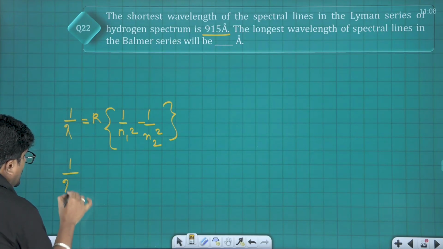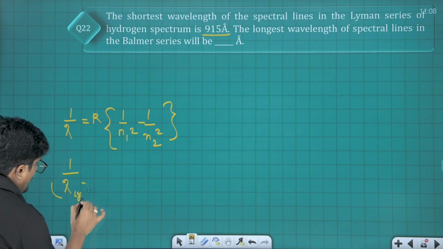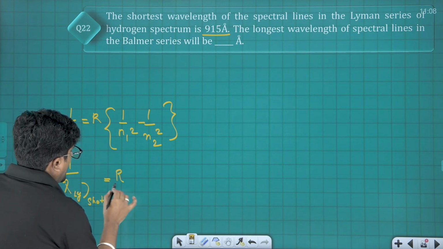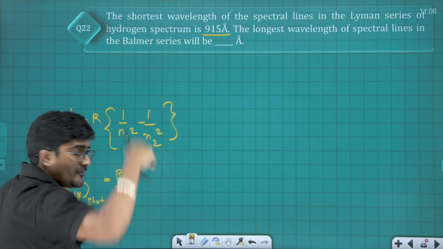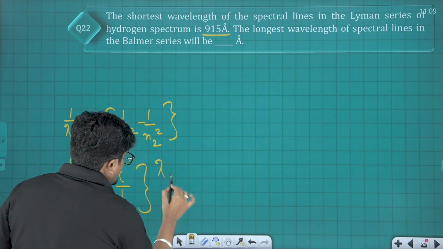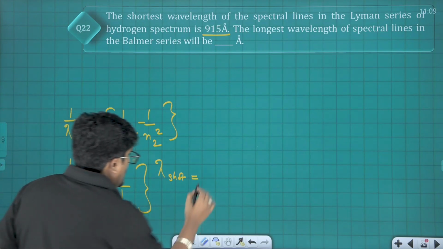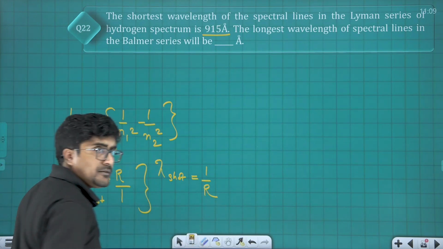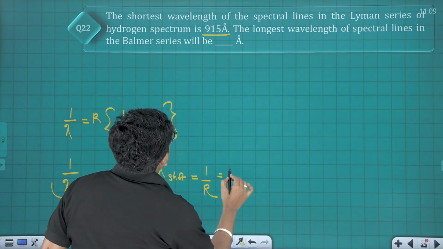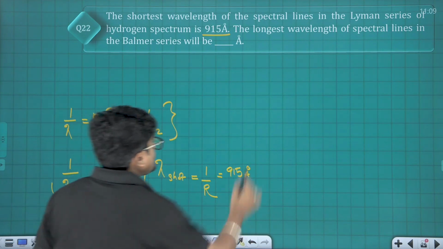So 1 upon lambda of Lyman series, shortest, is equal to what? Capital R. Here it is coming from infinity to 1, so I can take this as 1. Now lambda shortest is going to be 1 upon R, and 1 upon R is given as 915 angstrom. That's what is given.